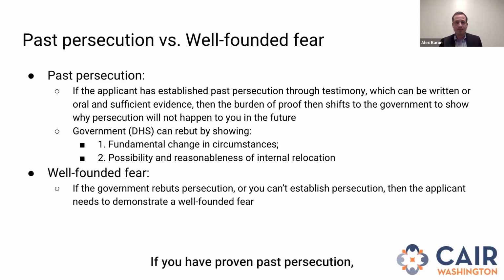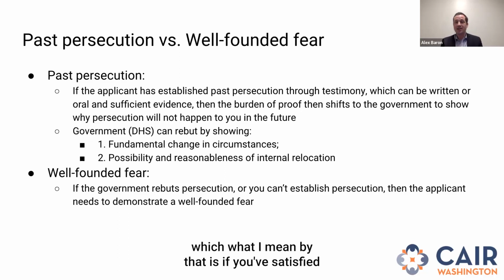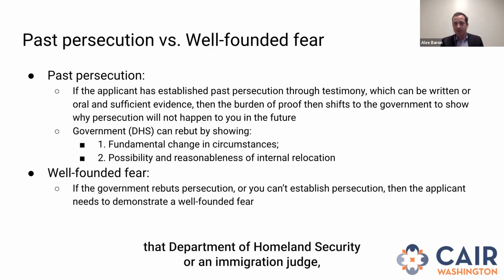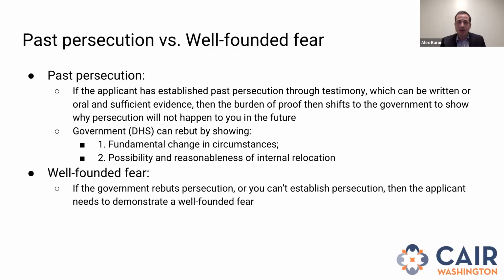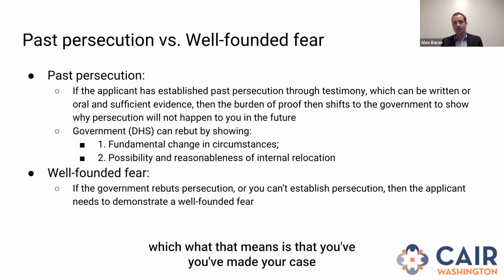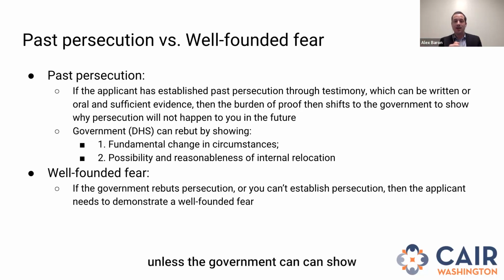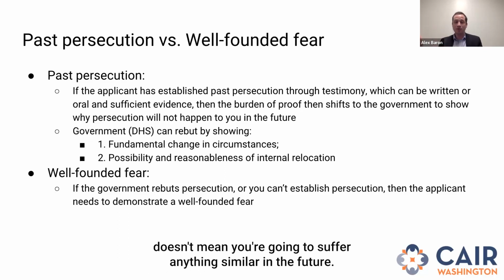If you have proven past persecution, what I mean by that is if you've satisfied the adjudicator, which could either be an asylum officer at the Department of Homeland Security or an immigration judge, then the burden shifts to the government. What that means is that you've made your case, and the adjudicator should consider that you have suffered past persecution, unless the government can show that this past persecution doesn't mean you're going to suffer anything similar in the future.